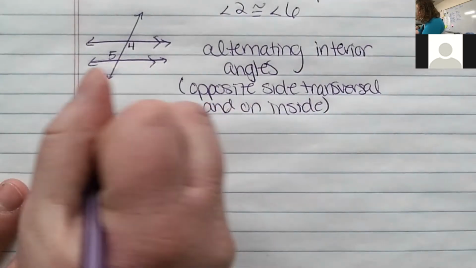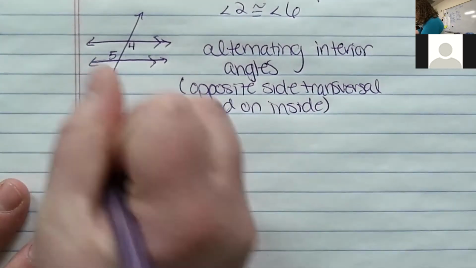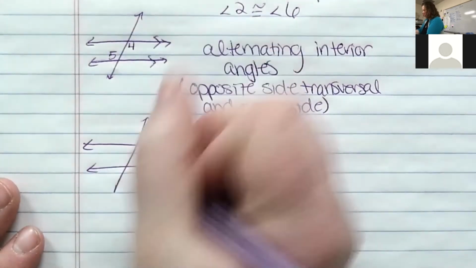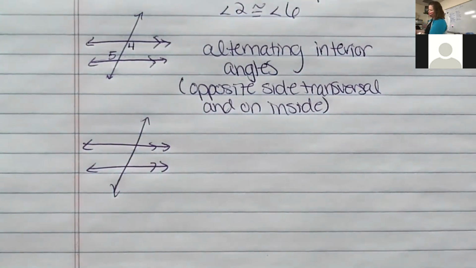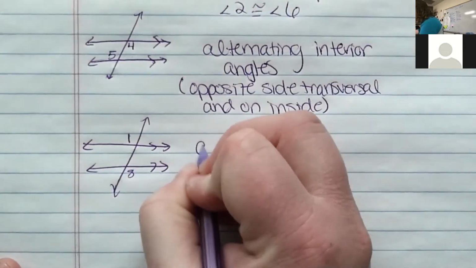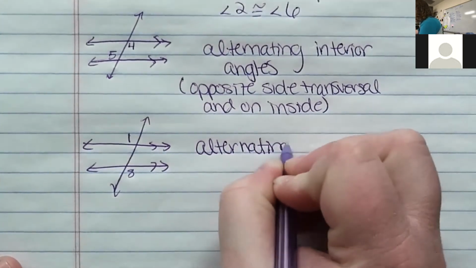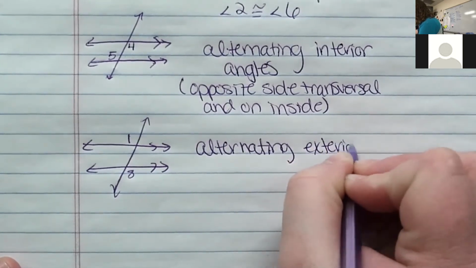Let's take a look at another, the same set of parallel lines. Here's my transversal again. Now we're going to name this one 1 and this one way out here 8. Again, are they on the same side of that transversal? No, so if they're not on the same side, what are they? Alternating, yep. And they are on the outside, very good. So alternating exterior angles.